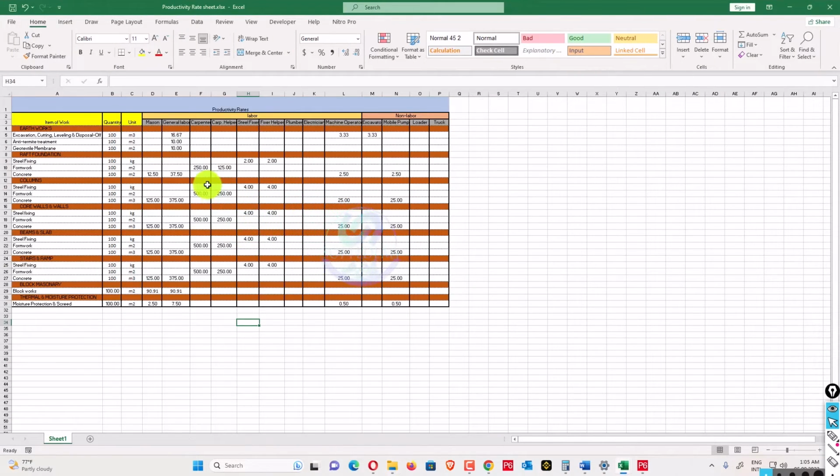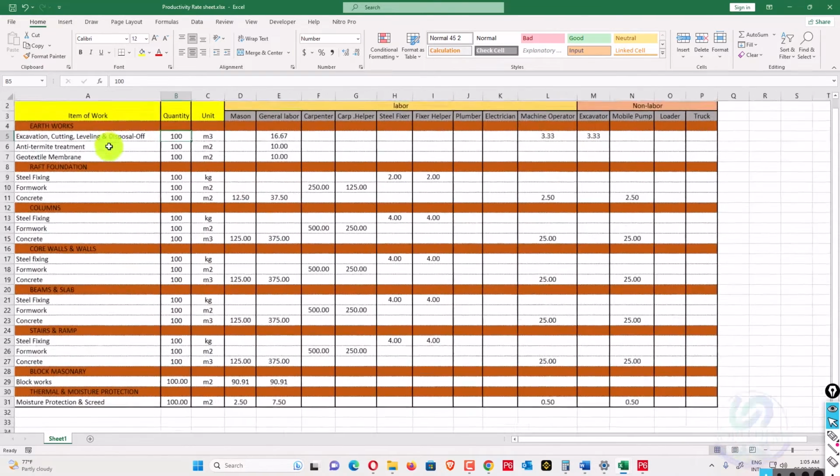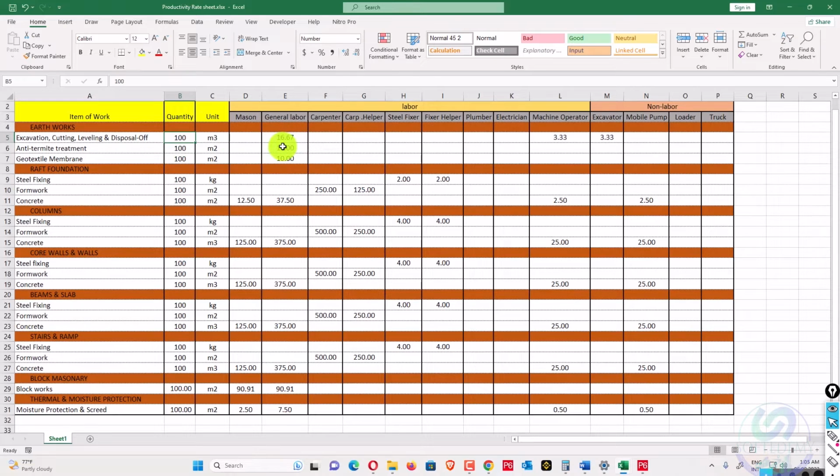This is also similar, but here we have a quantity and just the crew. Like this quantity 100 will be done in 16.67, and the rate is in hours, 16.67 hours. If you want to convert that to man days, 16.67 divided by 8, we have 2.08 days to complete that 100 cubic meters of work, done by general labor. So how many crew will it take?